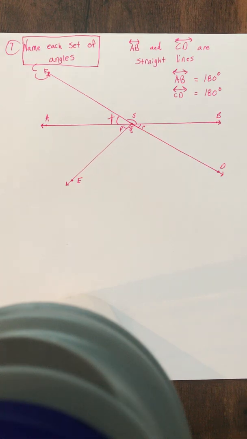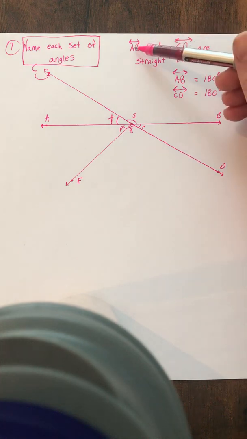So in this video, I'm going to go over an example, and the example problem is number 7 on your practice 1. So for number 7, what the question wants you to do is name each set of angles that are on line AB, and all the sets of angles that are on line CD.